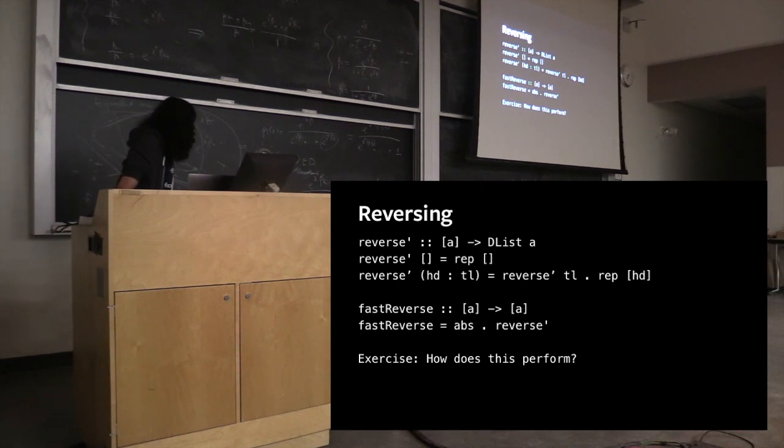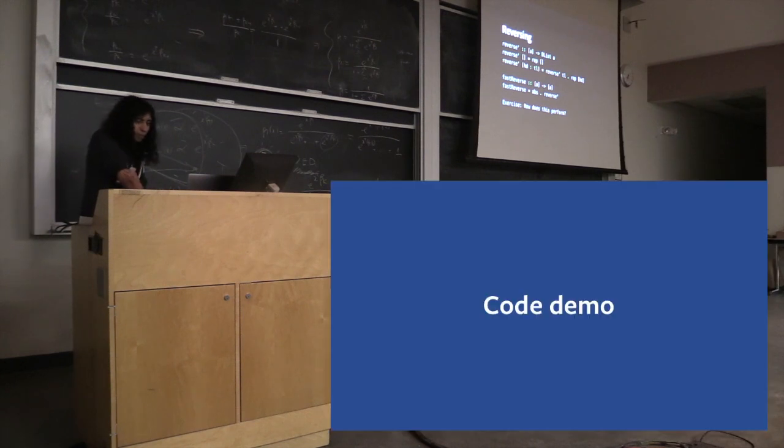And so we can also rewrite our reverse function. Instead of producing actual lists, I'm going to implement it so that it produces a difference list, a function. And then to get the actual reversal of a list back out, we will convert it to a function first and then convert that function to a list. And so this is actually going to be linear performance.